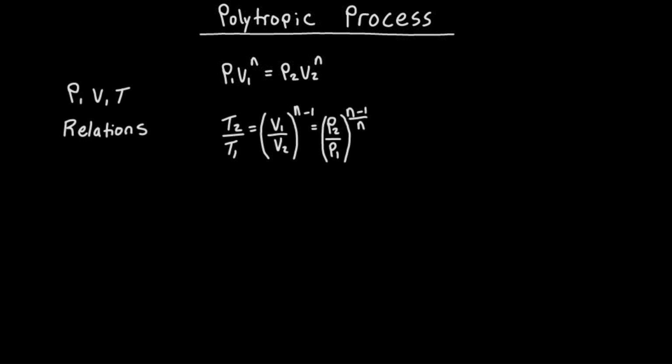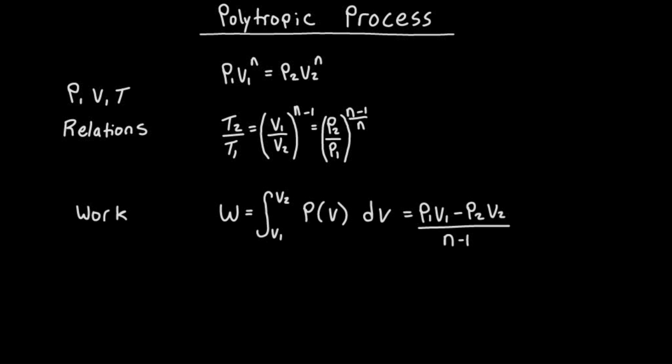We have a few equations for our PV-T relations. We can use these to solve for the pressure, volume, and temperature at each state. If we have the pressure as a function of the volume, we can integrate that to get our equation for the work done by a polytropic process. We'll skip the steps here and just use the result to solve our problem.